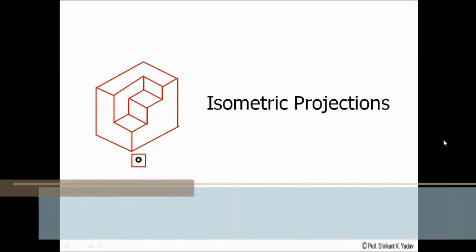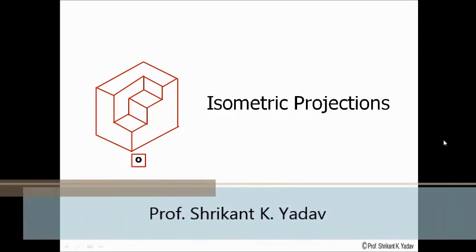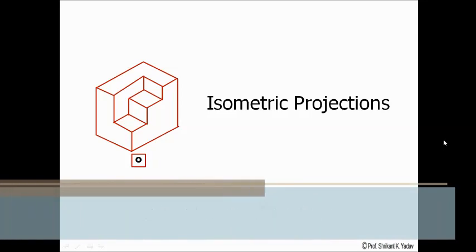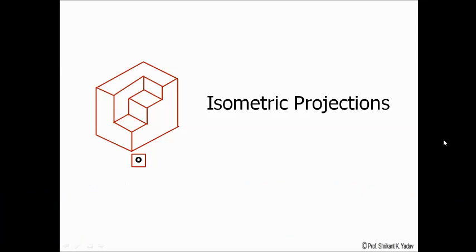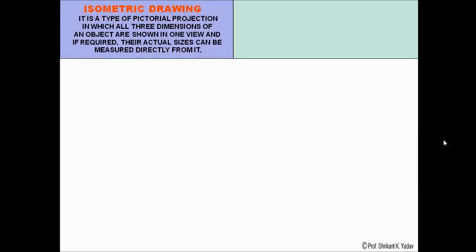In this module we are going to see the basics of isometric projections. So basically isometric projection means converting the 2D drawing into 3-dimensional drawings. So the isometric drawing is the type of pictorial projection in which all 3 dimensions of an object are shown in one view, and if required, their actual sizes can be measured directly from it.